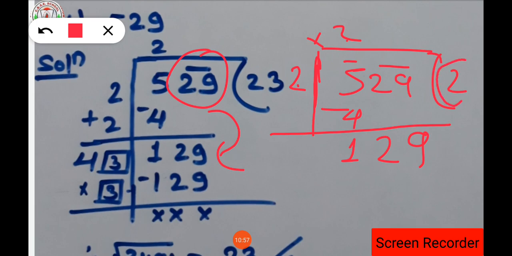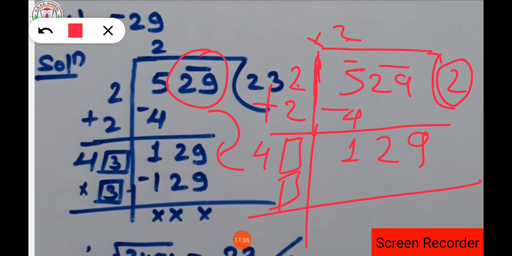This quotient 2 will be added here. So 2 plus 2 is how much? 4. Now we have to think of a number in the bracket that should be multiplied so that we can get 129. So that number is how much? 3, and that 3 will be written in the quotient. So we get that 129 while multiplying with the 43.